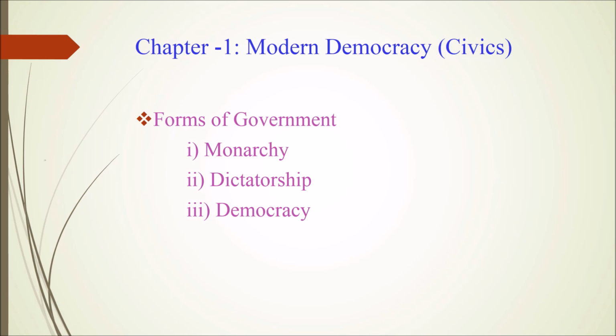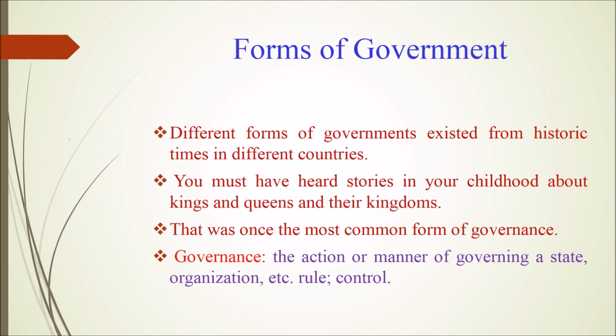Now we are going to revise the first chapter in Civics, which is Modern democracy. Let's see the gist of the lesson. We have already discussed about forms of government. Under this, we have monarchy, dictatorship, and democracy. First, we are going to learn about forms of government.